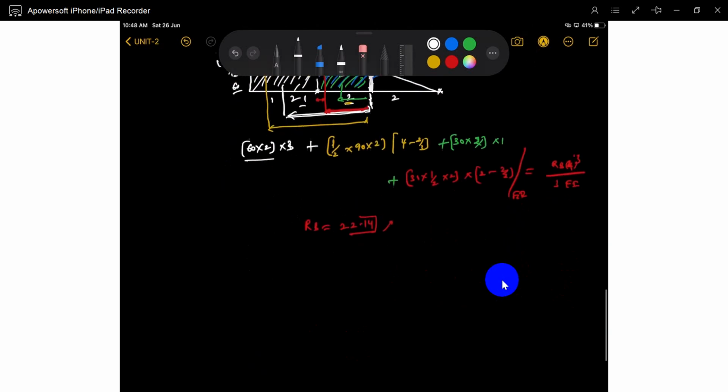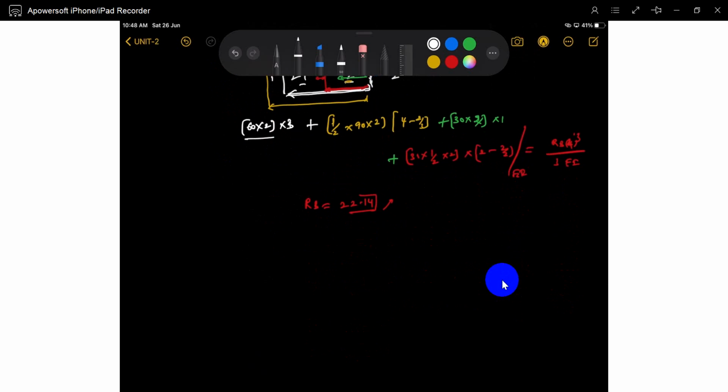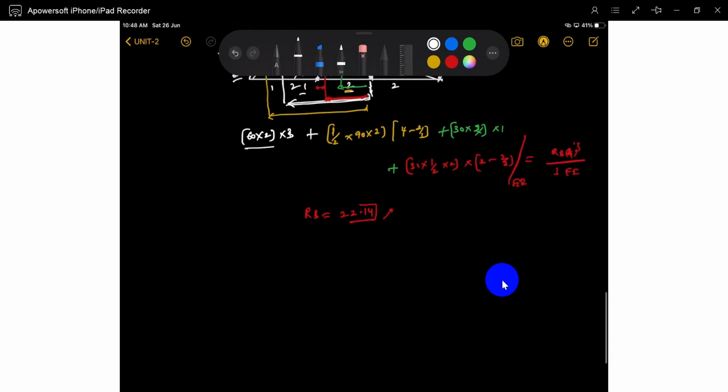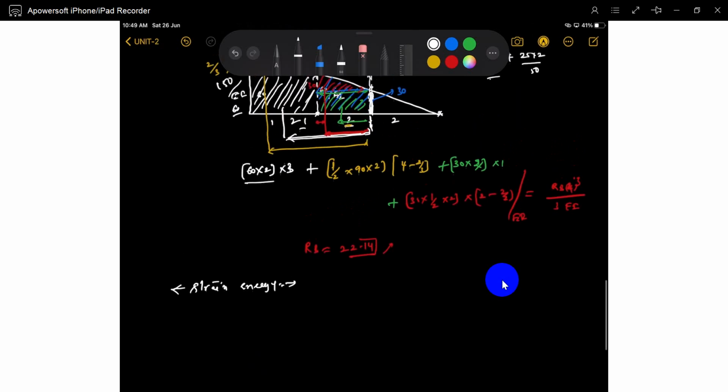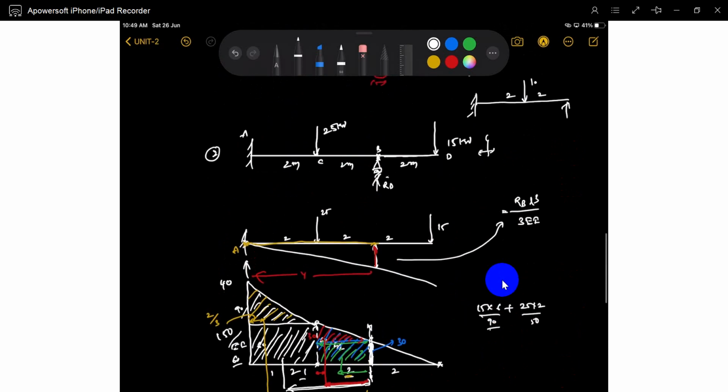Otherwise choose something. What is that? Double integration method. That is useful. If you don't know the double integration, choose the strain energy method also. Strain energy, that is missing. Choose the strain energy method. If you choose the strain energy method, that is also simple. To find R, choose the double integration method.